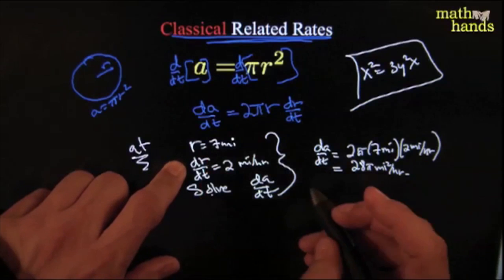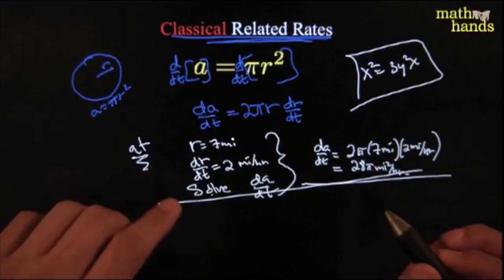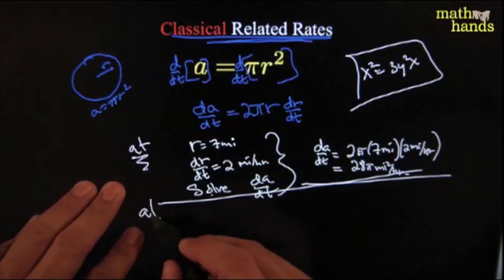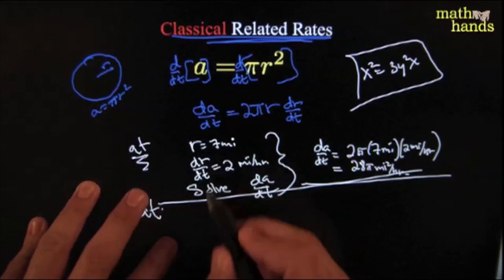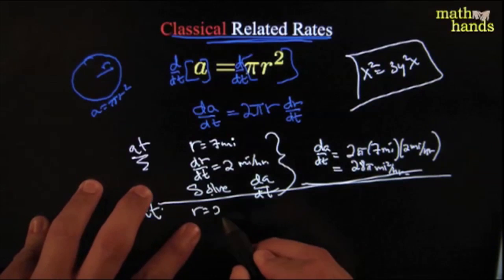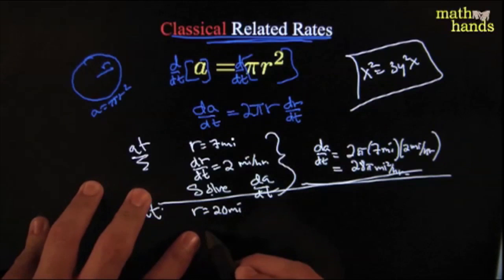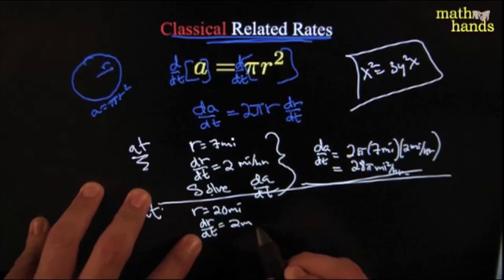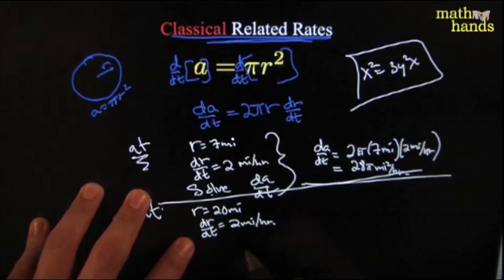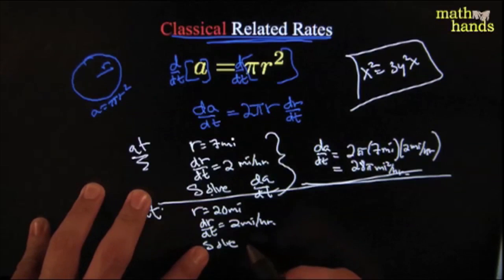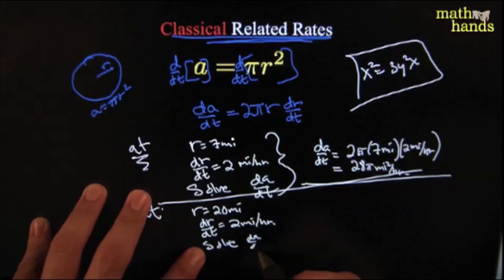Now, just for fun, let's compare it. Let's do the same problem, but at a different point. Suppose now I want to check when r is equal to 20 miles. Everything else is the same. The dr/dt is still 2 miles per hour, the fire is still spreading at 2 miles per hour. And I still want to solve for dA/dt.